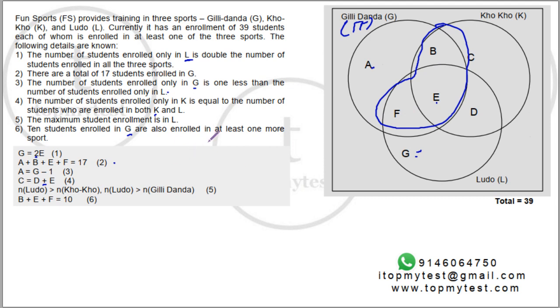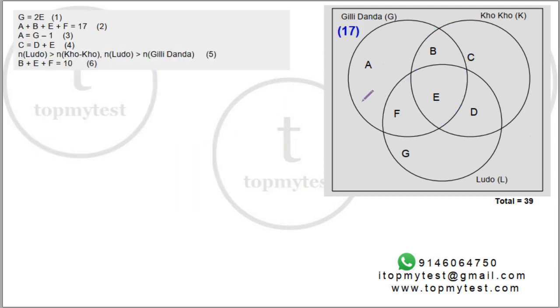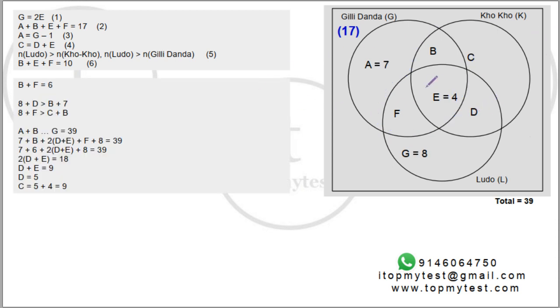Okay, now let's work this out a little bit. Now this total is 10, which means A should be 7. Now we also know A is G minus 1, so G should be 8. And G is twice E, so E should be 4. So we have fixed this part. Okay, let's move further.